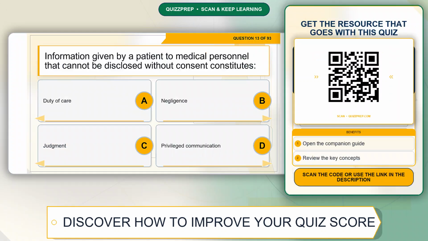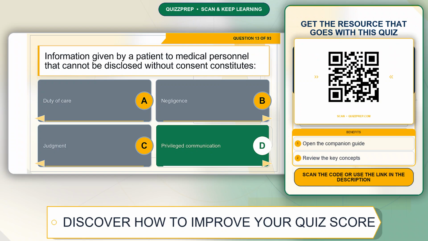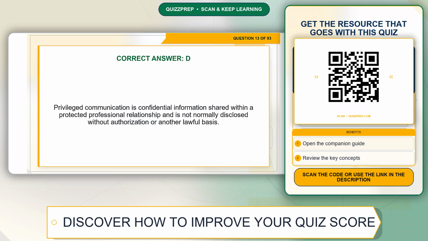Question 13. Information given by a patient to medical personnel that cannot be disclosed without consent constitutes: Option A, duty of care. Option B, negligence. Option C, judgment. Option D, privileged communication. The correct answer is option D, privileged communication. Explanation: privileged communication is confidential information shared within a protected professional relationship and is not normally disclosed without authorization or another lawful basis.